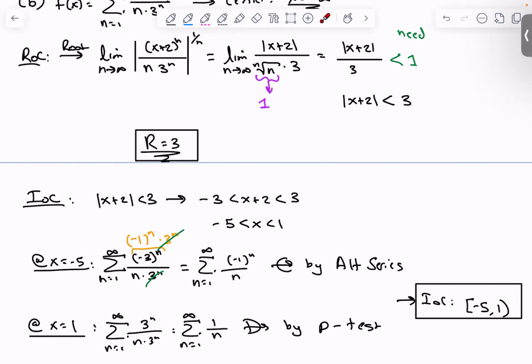You can either say divergent because harmonic series, or you can say divergent by the p test, because the p value is 1, and it will diverge if p is less than or equal to 1. So you can include the left endpoint, you have to exclude the right endpoint. So it's bracket -5 to 1 parenthesis. Any questions on those?